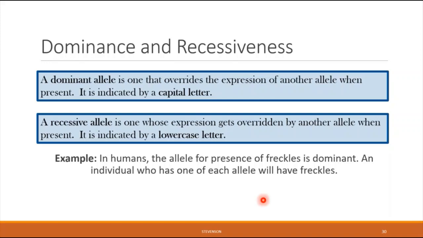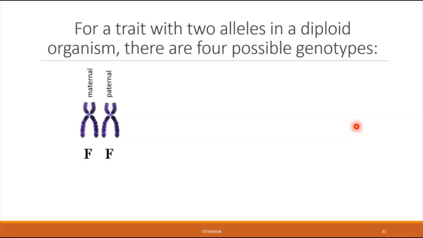So, if for a given trait there are two different alternative versions of a gene, the dominant version and the recessive version, and given that every individual has two chromosomes, two sets of this gene, then there are actually a total of four different possible genotypes that an individual can have.